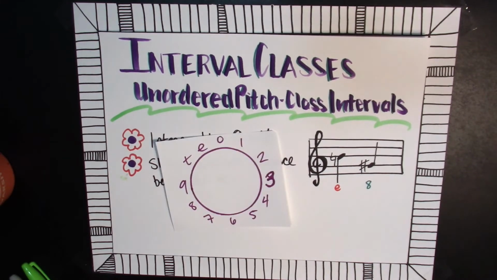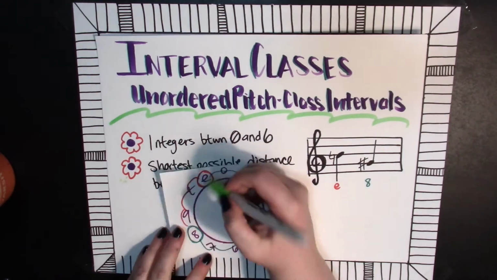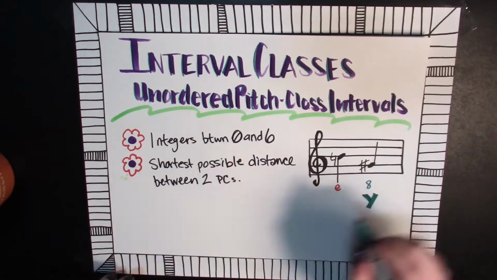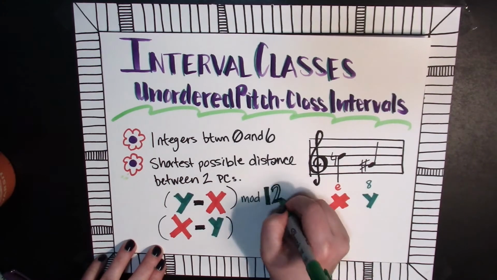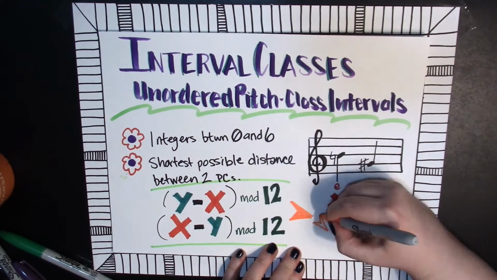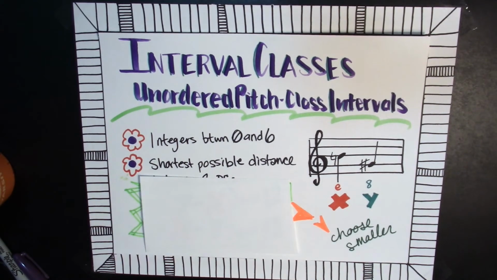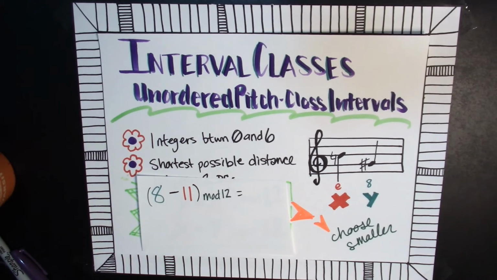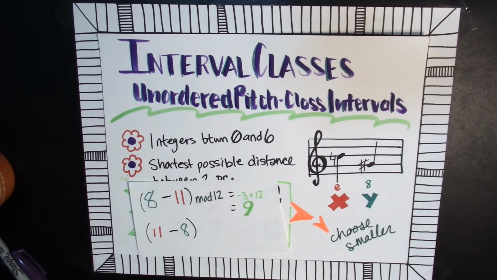On a clock face, you can identify the interval class by counting half steps in both clockwise and counterclockwise directions, and then choosing the smaller number. The algebraic alternative uses the same equation as ordered pitch class intervals, y minus x mod 12, and compares the answer to a second equation, x minus y mod 12. Applying these to the example, we will get 9 and 3, which are complementary in a 12-tone system. Of the two, choose the smaller one falling between 0 and 6.